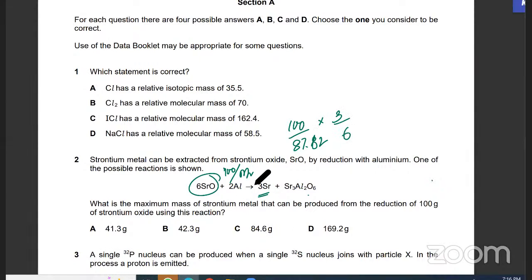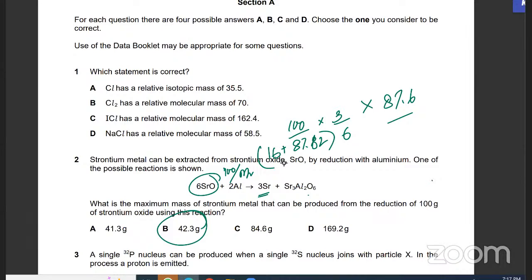So it's 6:3, right? Or half. Strontium metal would have half the moles. And you have to find the mass of this thing. So how do you find mass? You multiply it by the AR of strontium, which is 87.6. But wouldn't you add 16 because it's strontium oxide? Okay, that's the mistake. You can now solve this. B. 42.3. So you're getting B.